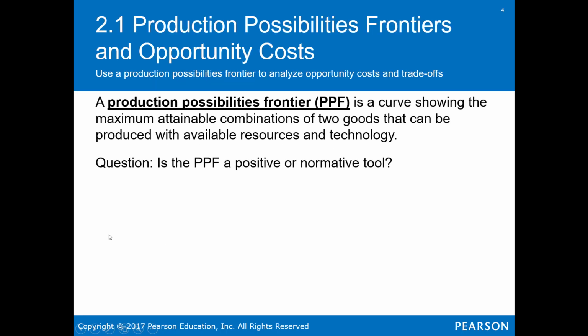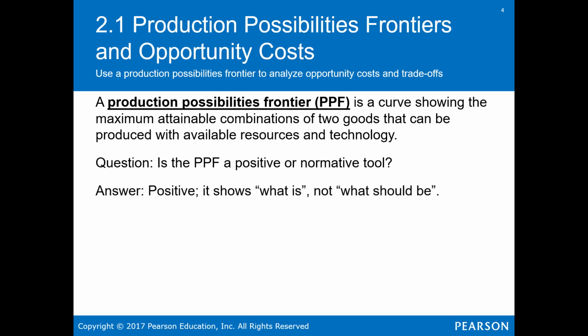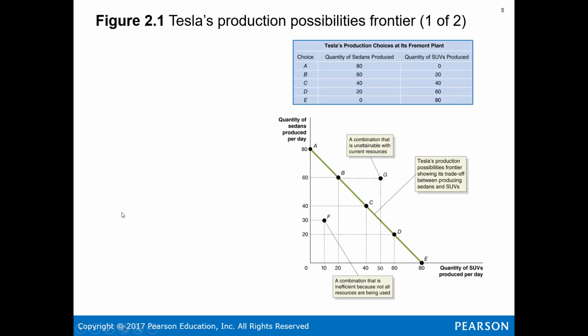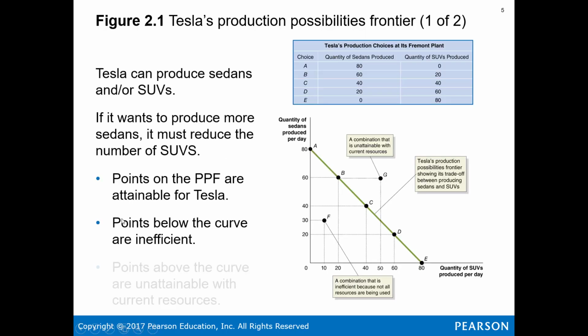When we're talking about a production possibilities frontier, or a PPF, it is a curve showing the maximum obtainable combination of two goods that can be produced with available resources and technology. Is the PPF a positive or normative tool? The answer is positive. It shows what is, not what should be. So let's talk about this.